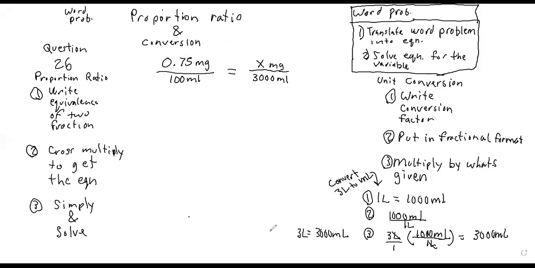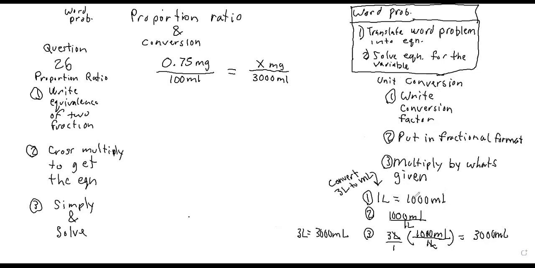So we have to convert that 3 liters to milliliters. Okay. So that's easy enough to do. We can do it in a three-step process. If we look over to the left, we see unit conversion, right? In order to convert anything into anything else, we first have to write the conversion factor. We're going from liters to milliliters, and we see at the bottom here, 1 liter equals 1,000 milliliters. That's our conversion factor.